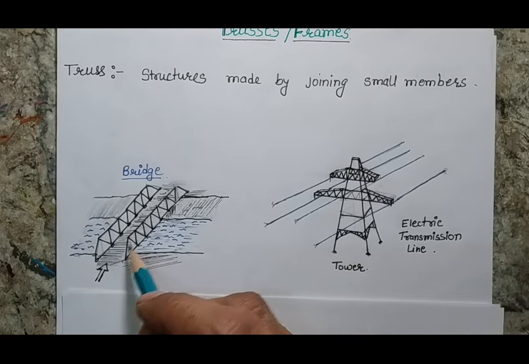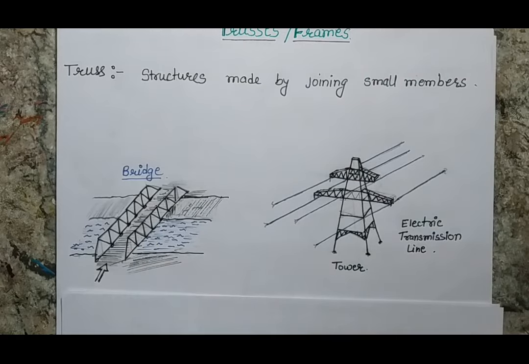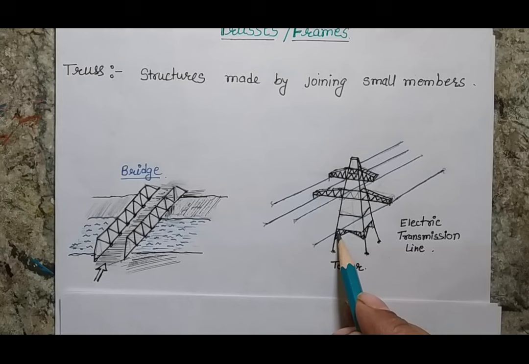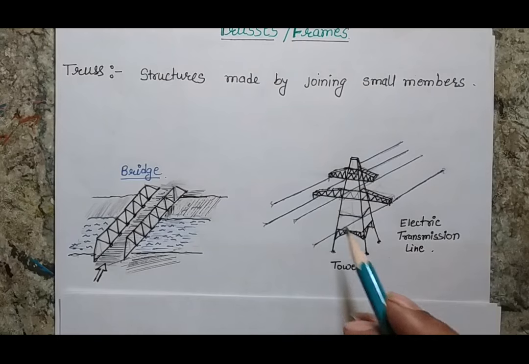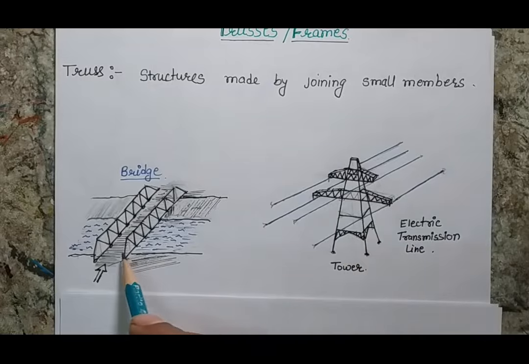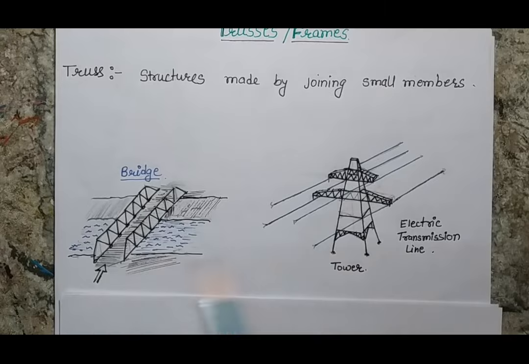And we can see this sort of structure in bridges, as well as another example, the long high towers which are used to carry electric transmission lines. These towers are also made by this kind of joining of members, and this is also an example of a truss. But the basic difference in these two is that here the members are moving in all three dimensions, so we consider that this is a three-dimensional truss.